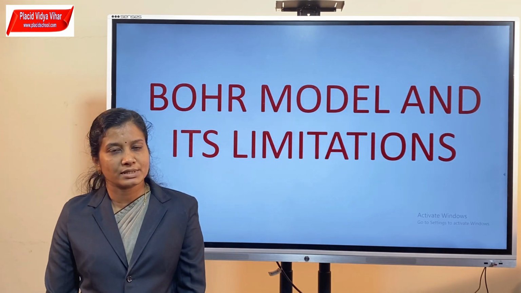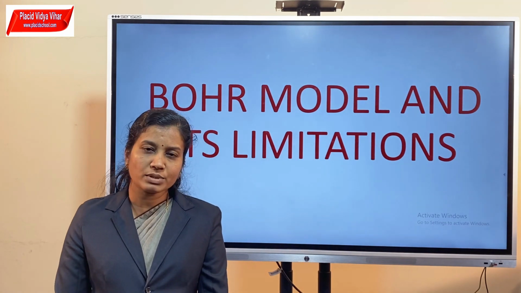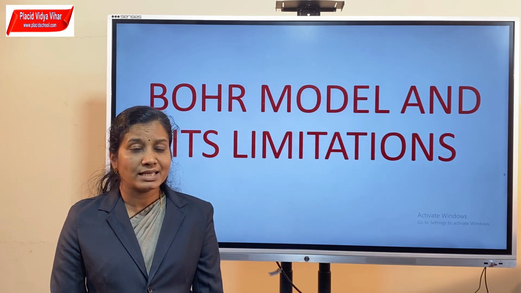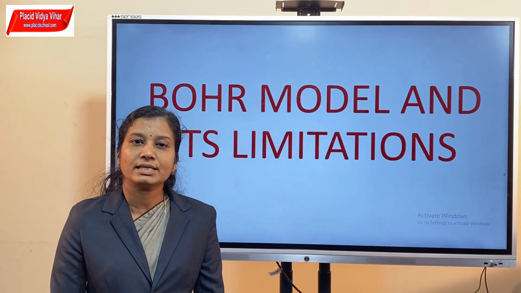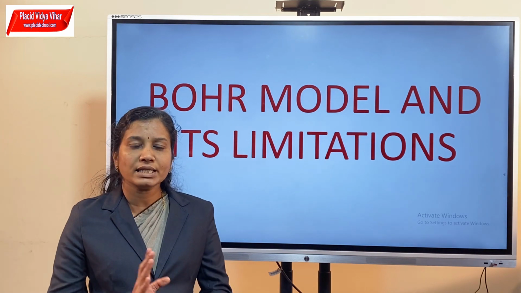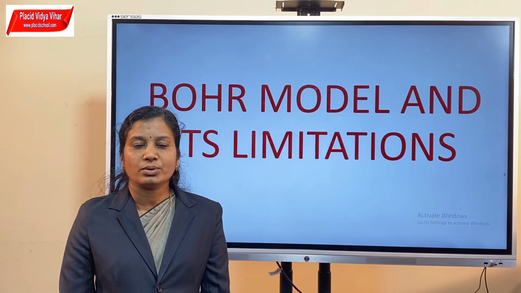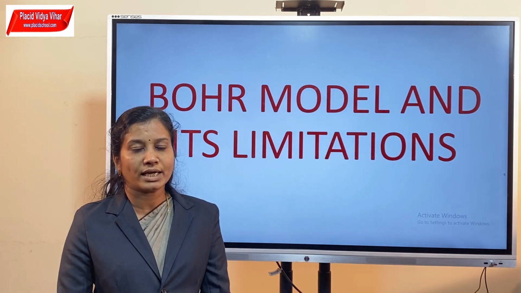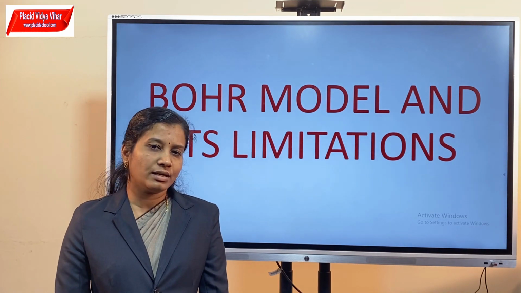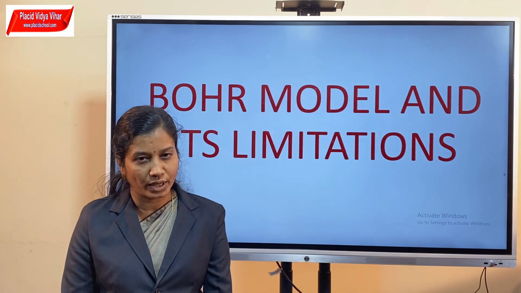So first of all, I am talking about Thomson's atomic model. In Thomson's atom model, he proposed that the atom is a sphere of radius 10 raised to minus 10 meter, in which the positive charge is uniformly distributed and the electrons are embedded in it. So that is Thomson's model. This model is also called the plum pudding model, raisin pudding model or watermelon model.